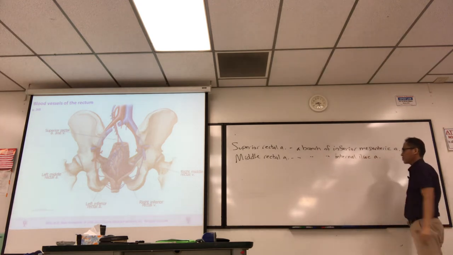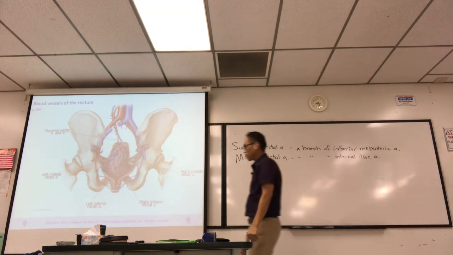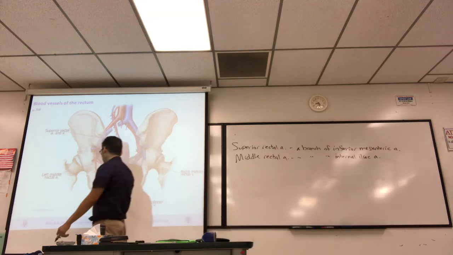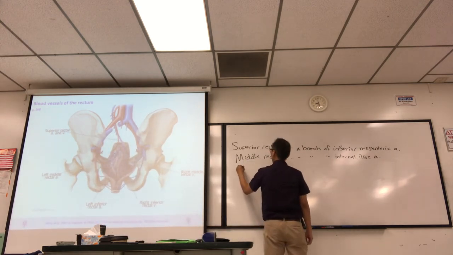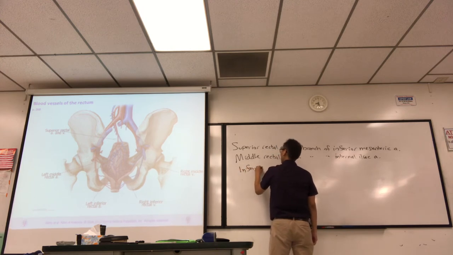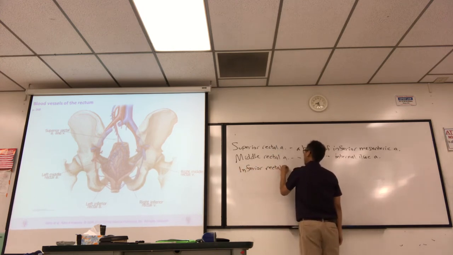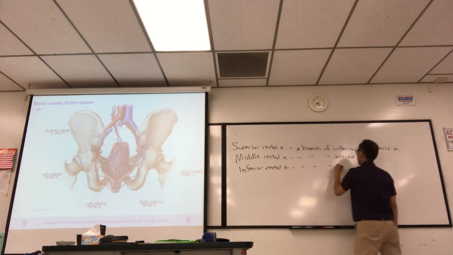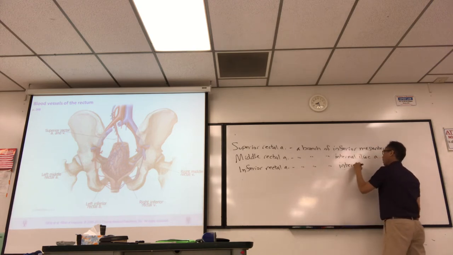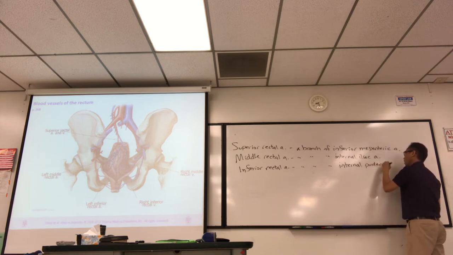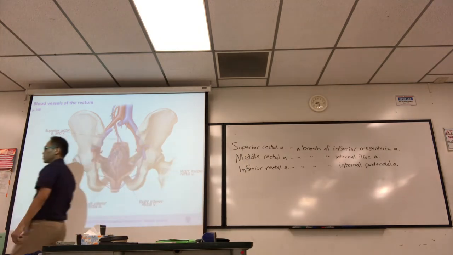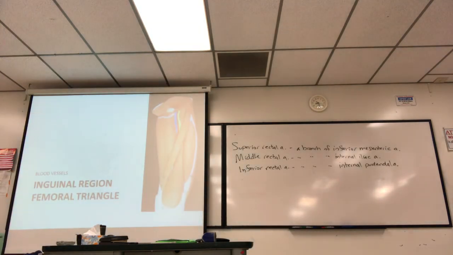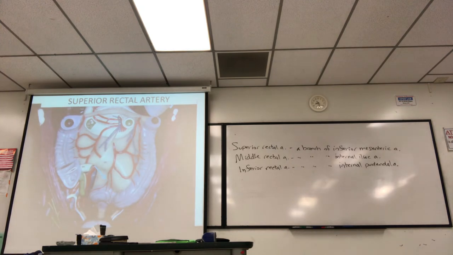I'm just writing it's a branch of the internal iliac artery. And let's remember that the inferior rectal is a branch of the internal pudendal. We do have one model that shows the superior rectal artery, but not the others. I point to it there.